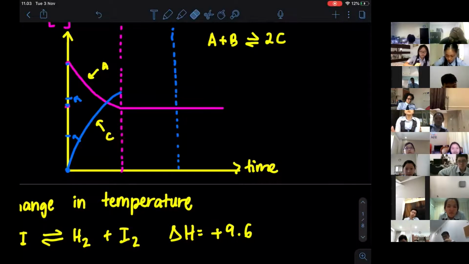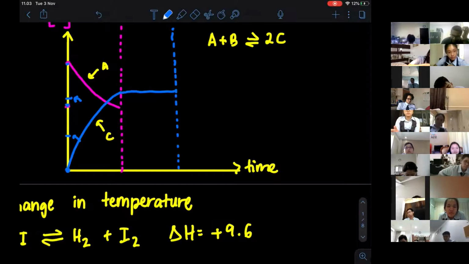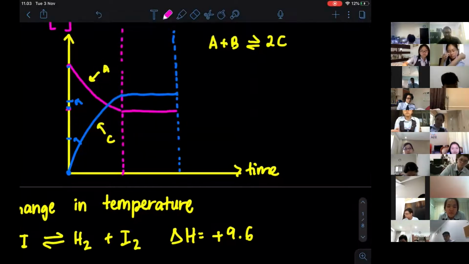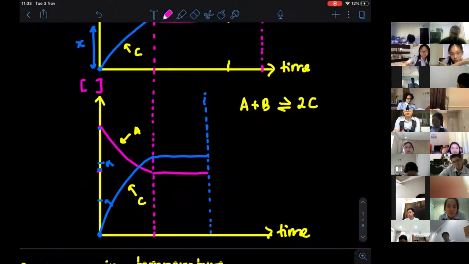the line. So I just put, okay, it was until here. This is already equilibrium. So I'll write down, this is equilibrium.